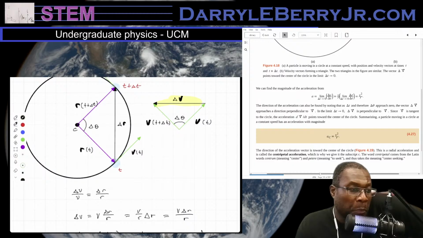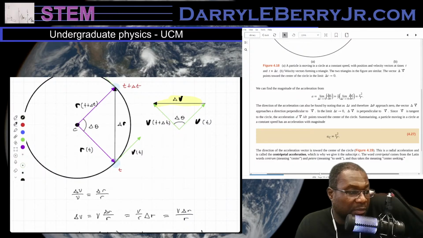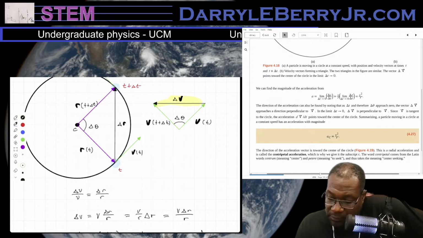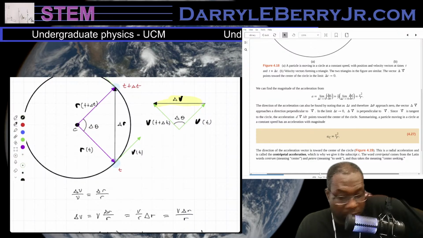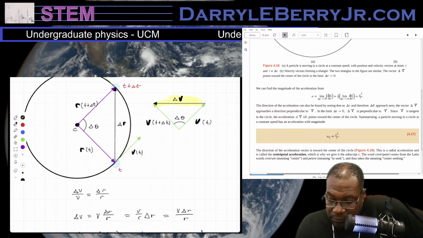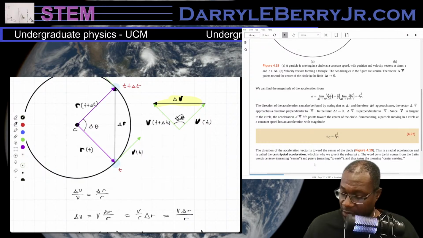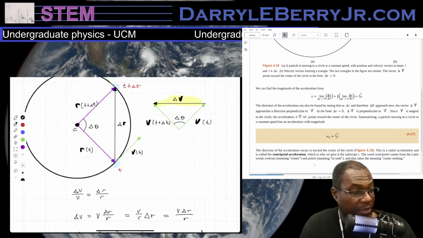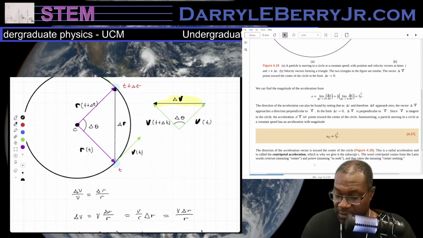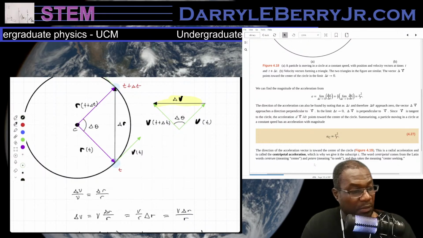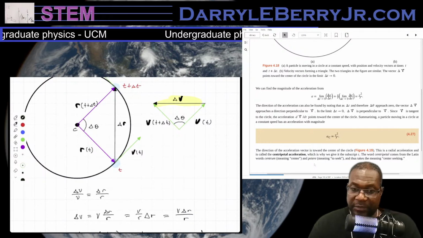By noting that as the change in t approaches 0, the change in v is perpendicular to v. As the change in t gets smaller and smaller, this angle here gets smaller and smaller, and the change in v is perpendicular to v. Since v is tangent to the circle, the acceleration points to the center. It makes sense.